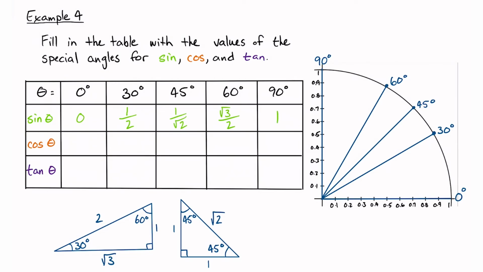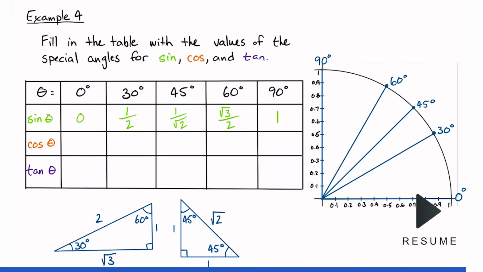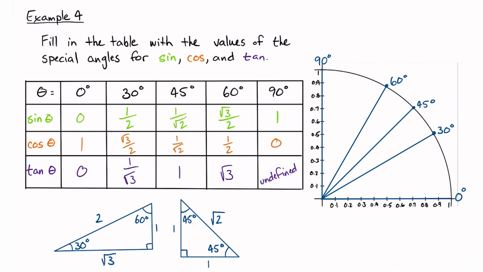Now we need to find cosine and tangent. So you try this one here. Find cosine and tangent of theta for each of the special angles. Be sure to use our phrase SOHCAHTOA to help remember which sides go with which ratio. Pause the video so you can fill out the rest of this table and find the answers. So hopefully you got these answers here.